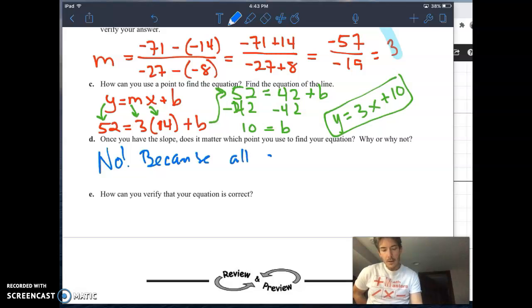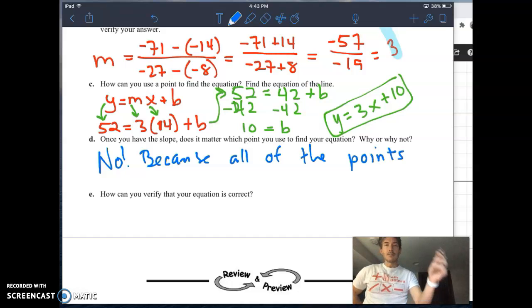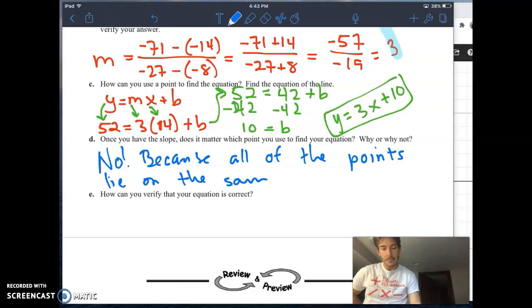all of these points, remember how in A and B, we found the slope between 2 points and we found the slope between another 2 points, and the slope was the same. All of these points get from one to the next by rising 3 and running 1, rising 3 and running 1. All of these points lie on the same line.